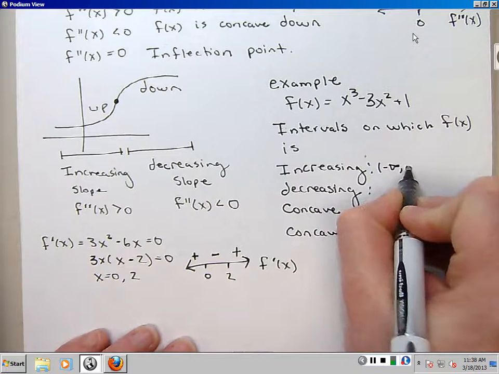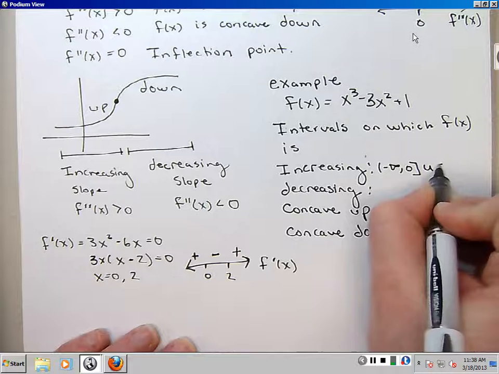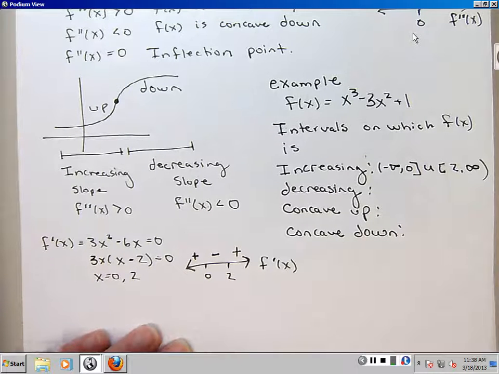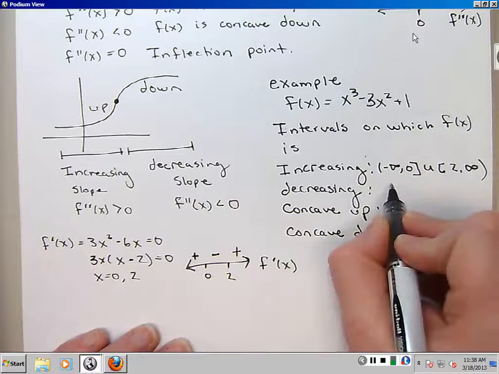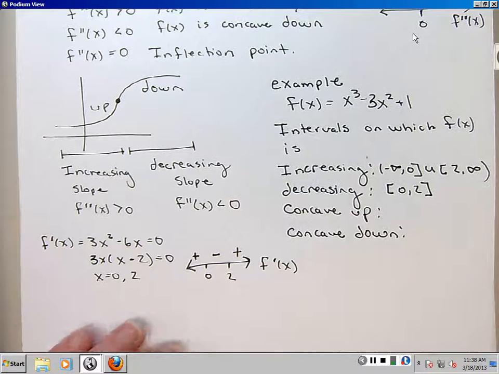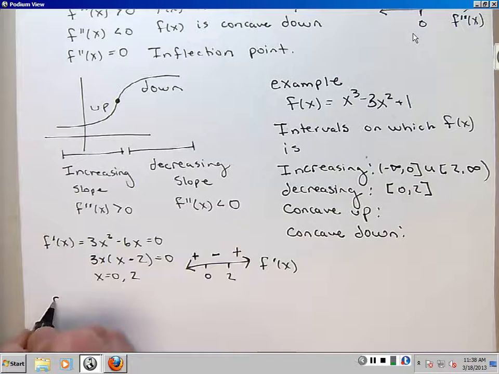Negative infinity to 0, union 2 to infinity, right? Where is it decreasing? 0 to 2. Concavity, I have to look at my second derivative. So what's the second derivative of this function?